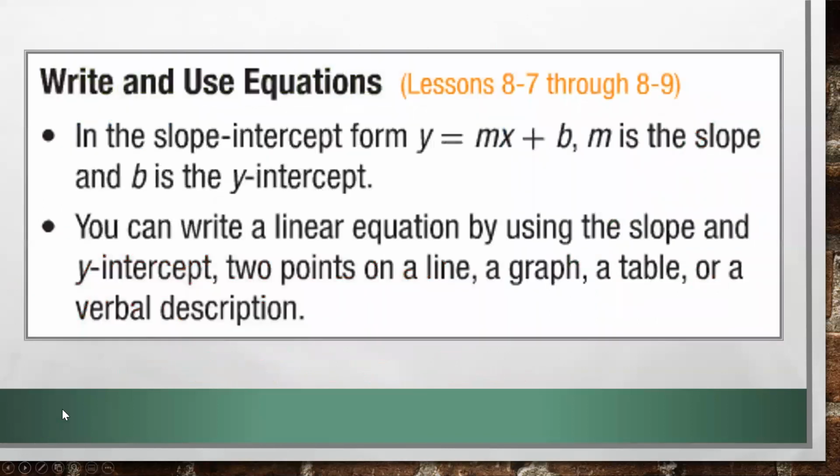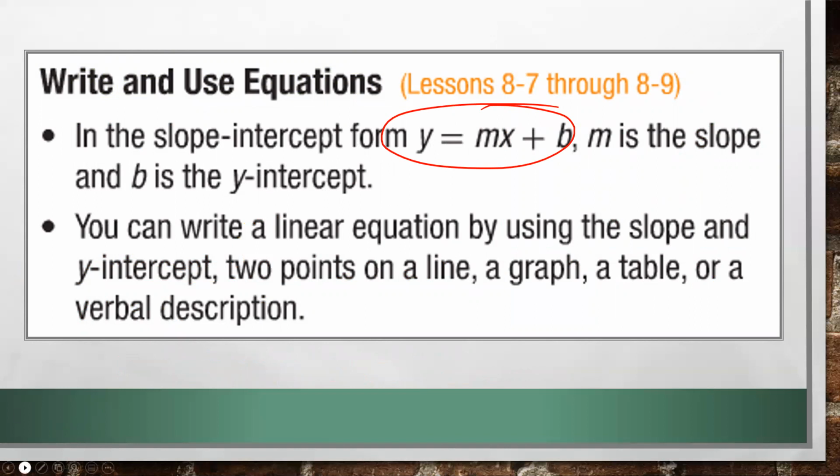Okay. Then the next section talks about writing and using equations. So in the slope-intercept form, y equals mx plus b, m is the slope and b is the y-intercept. Very, very important to understand that and memorize this. So you will see this all throughout algebra next year. You can write a linear equation by using the slope and y-intercept, 2 points on a line, a graph, a table, or a verbal description.